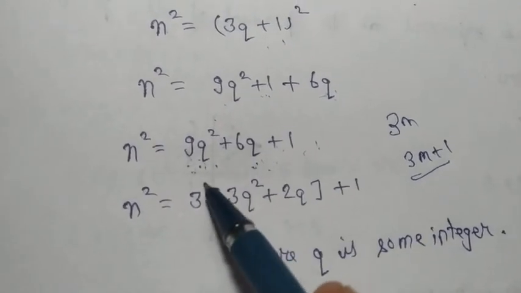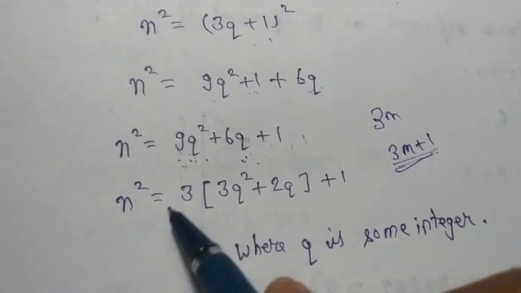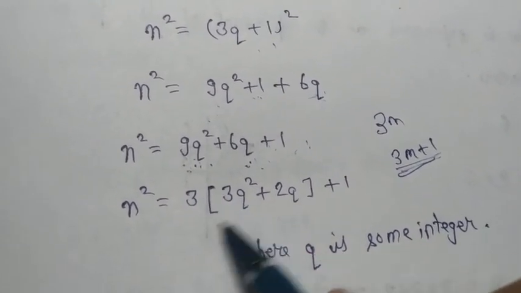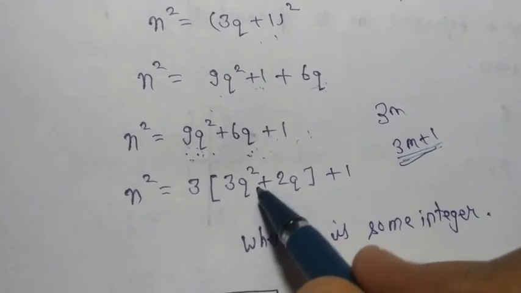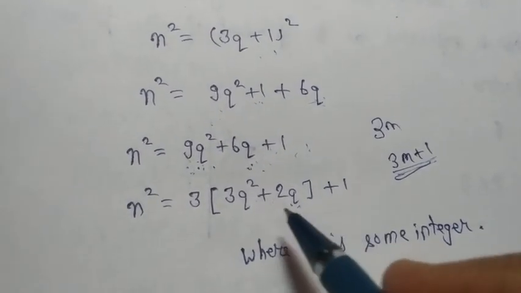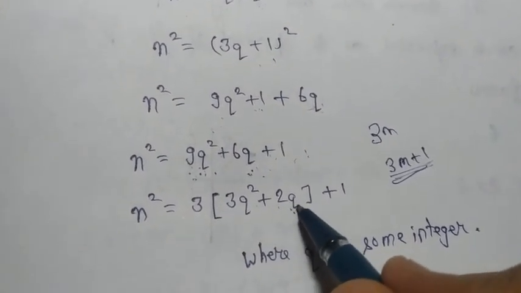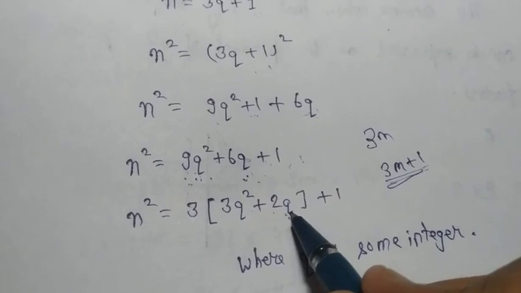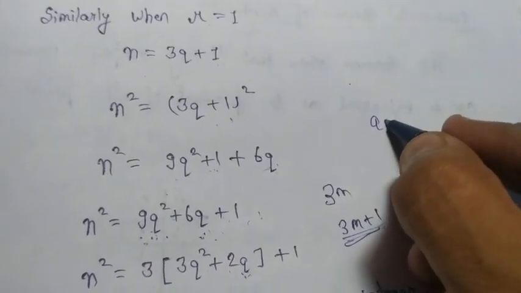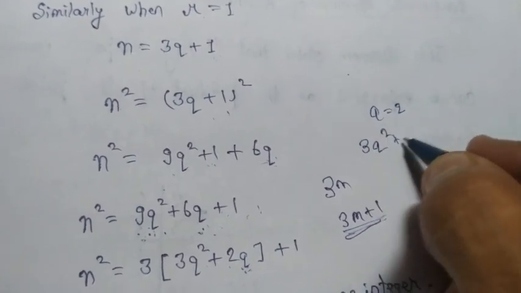You can take q also common, but because I have to represent the 3m plus 1 type, I am taking only 3 common, and that is 3 in bracket 3q square plus 2q bracket close, plus 1. Now children see, q is an integer, so 2 into q will also be an integer. Suppose I have taken q equal to 2.